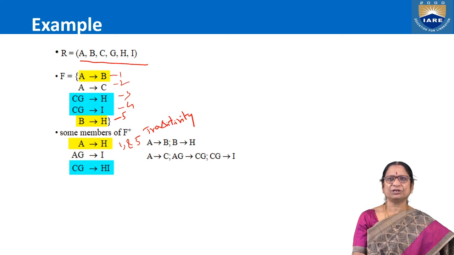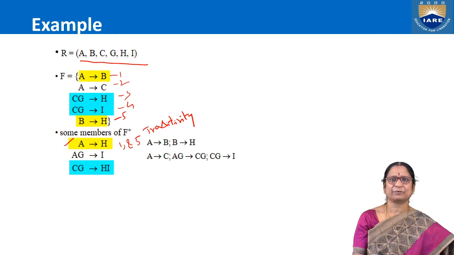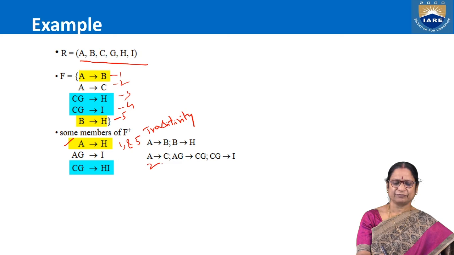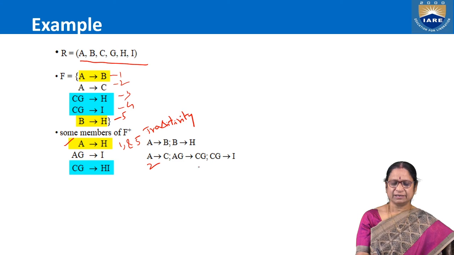So if you apply the transitivity rule, we'll get A determines H. This is one of the members of F plus, newly inferred from the existing ones. Similarly, AG determines I. A determines C is there, that is the second FD. By adding G on both sides, that means we are using the augmentation rule. We are considering AG, and by adding G on both sides, we'll get AG determines CG by applying the augmentation rule.